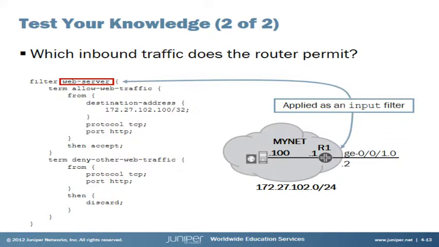That's only one address. There's only one address, yes. So that's all it's going to permit. So any traffic that's going to 172.27.102.100 will be permitted, and that is all. That is all that will be permitted, because that's the only thing that matches a statement in that filter, with an accept after it.